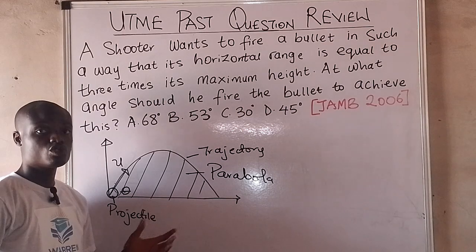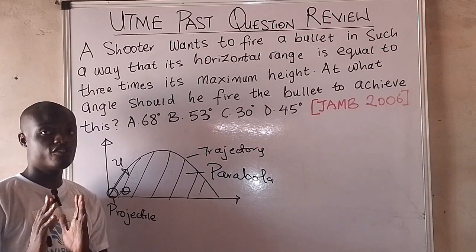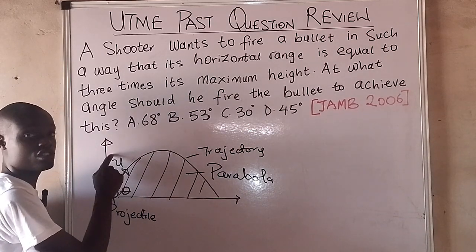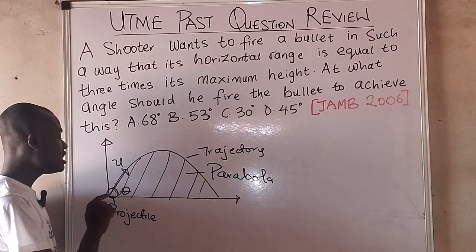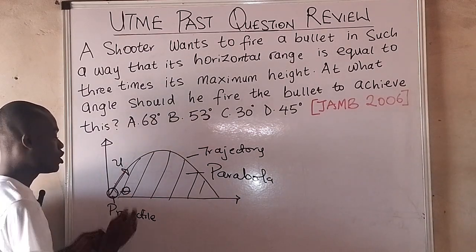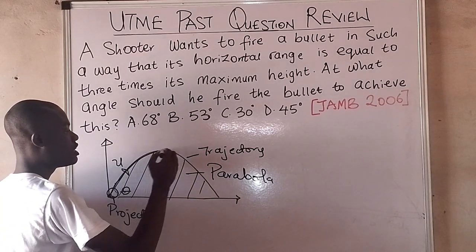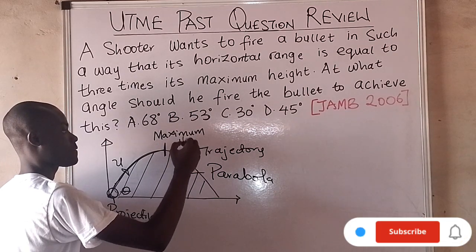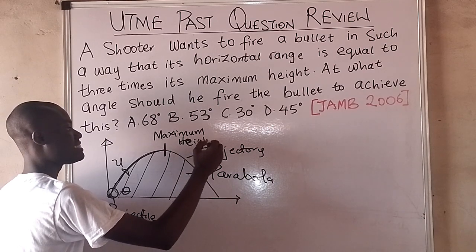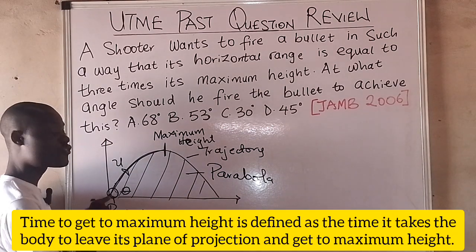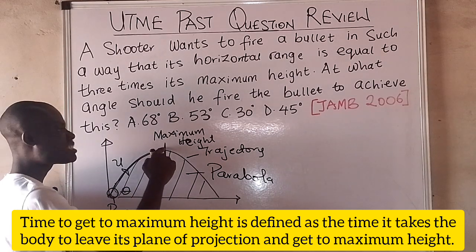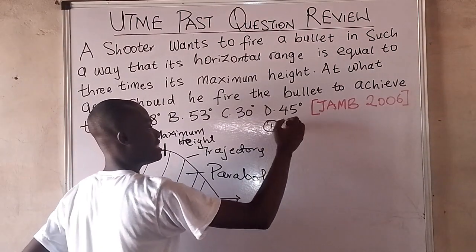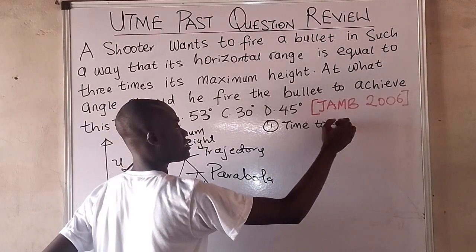Now, for projectile motion, there are some formulas you must know when preparing for examination. Number one: if I project this body with an initial velocity u at an angle theta, it will take the body a particular time to travel from here to this point, which we call the maximum height. The time it takes the body to travel from the point of projection to the maximum height is called the time to get to maximum height.